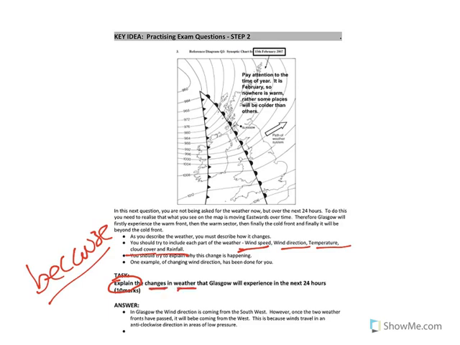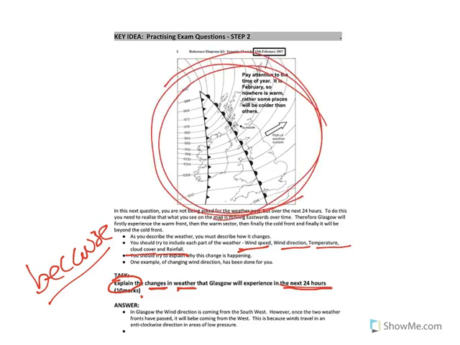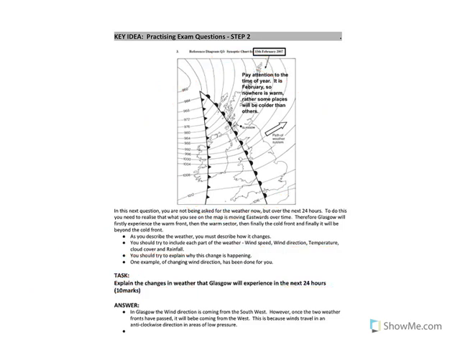So I don't want to know what the weather is in Glasgow. Well, I do, but I want to know how it's then going to change in the next 24 hours. How can my knowledge of everything on this map here help me understand the weather in Glasgow and how it's going to change? Let's just see how it's starting. Let's go down, because I've actually started this answer for you.